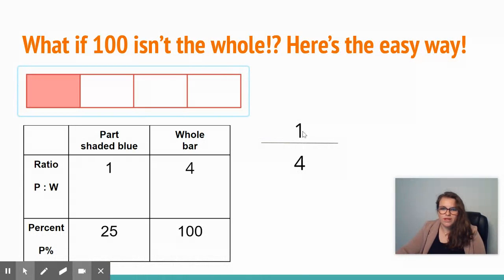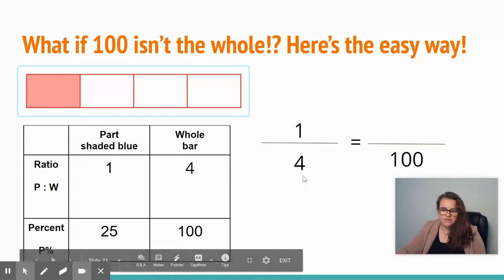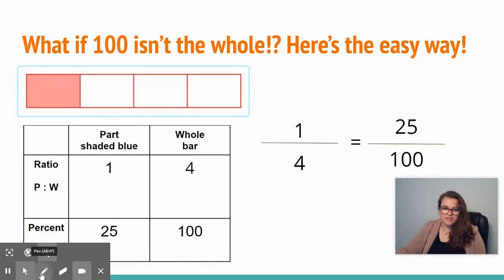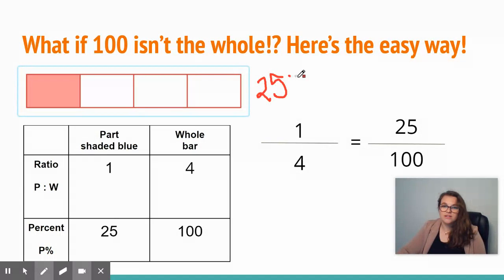One over 4, because 1 is our part and 4 is our whole, equal to something over 100. You just have to go from 4 to 100, and that's times 25. So then you do 1 times 25, and that gives you 25. So the answer for this part is 25%. 25% of the graph or of the fraction bar is shaded in. 25% is shaded in.